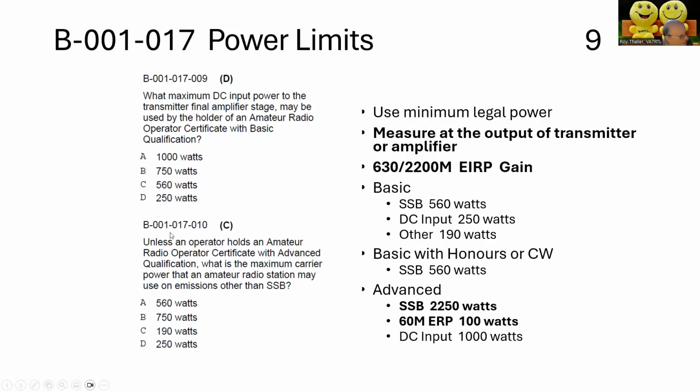And here's another question. Unless an operator holds an amateur radio certificate with advanced qualification, what is the maximum carrier power that an amateur radio station may use on emissions other than single sideband? In this case, it would be C, which would be 190 watts. So the limit would be 190 watts.